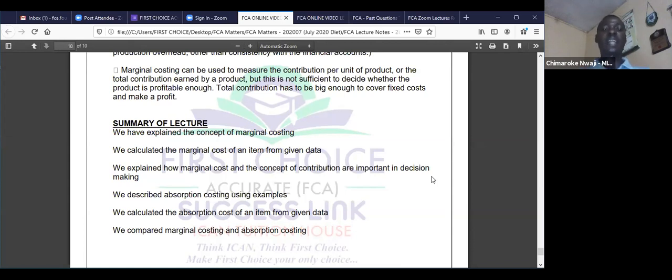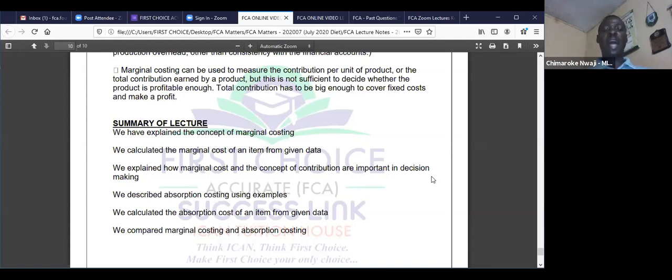We explained how marginal costs and the concept of contribution are important in decisions. We said contribution is important, and we gave two formulas for contribution. The first one, sales price minus variable costs, either in total or per unit. It will give you contribution either per unit or in total. Then we said total contribution is equal to your total profit plus your total fixed costs.